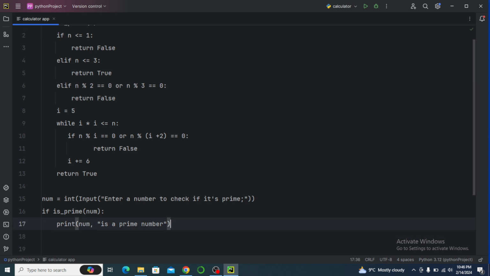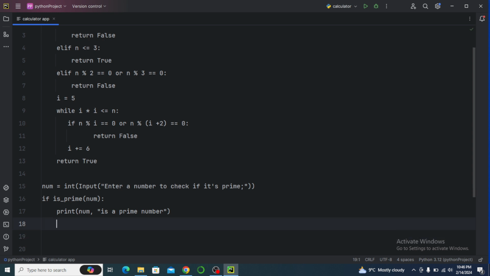We can now say else, print number is not a prime number. Okay.